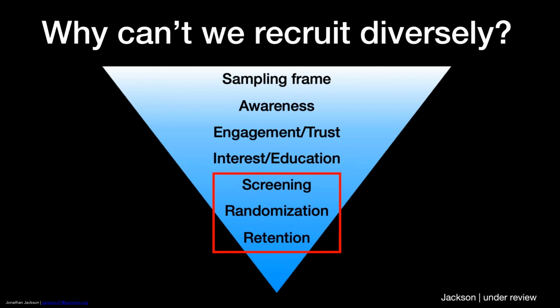So more specifically, for those of you who have ever done a consent, we tend to find ourselves handling elements related to the sampling frame, awareness, engagement, trust, interest, and education, all at that level of signing the consent document, where we have to do a lot of patient education and engagement at the time where they're looking through what tends to be a very long and complicated document.